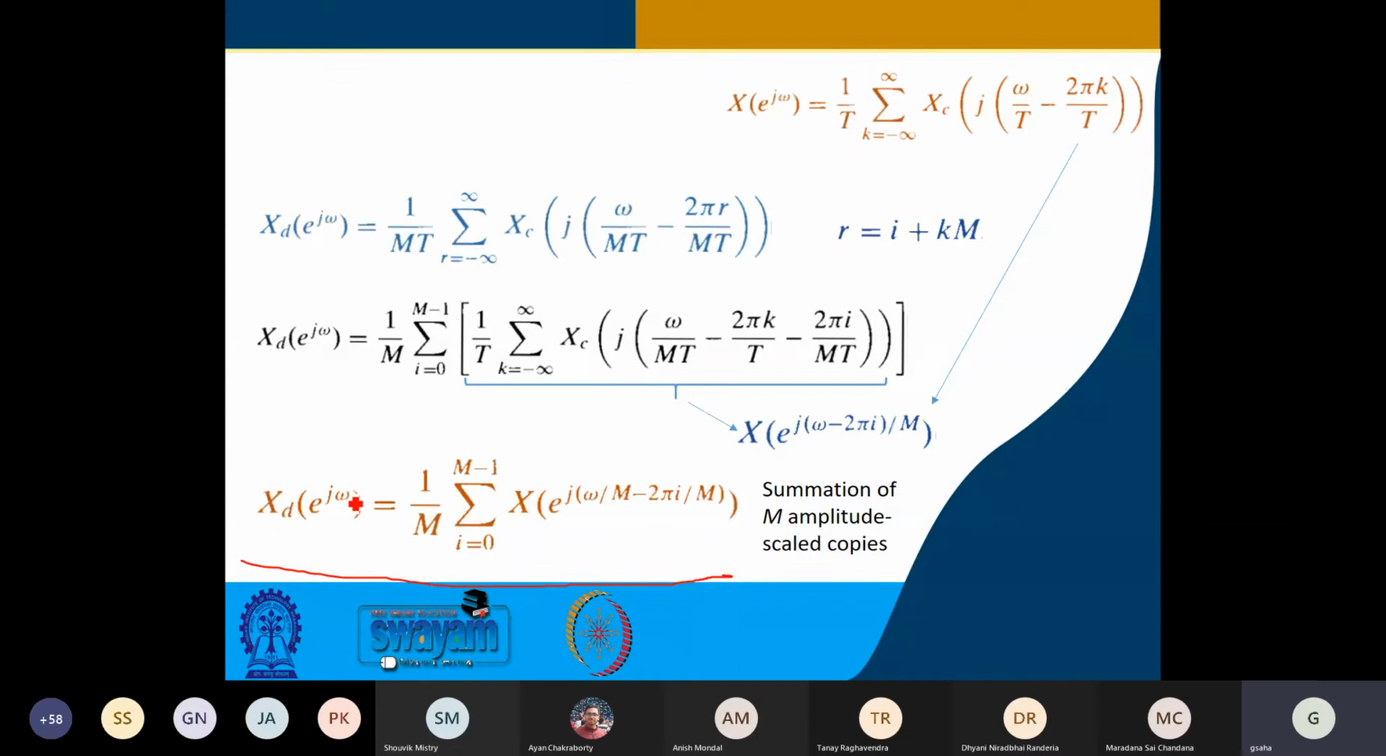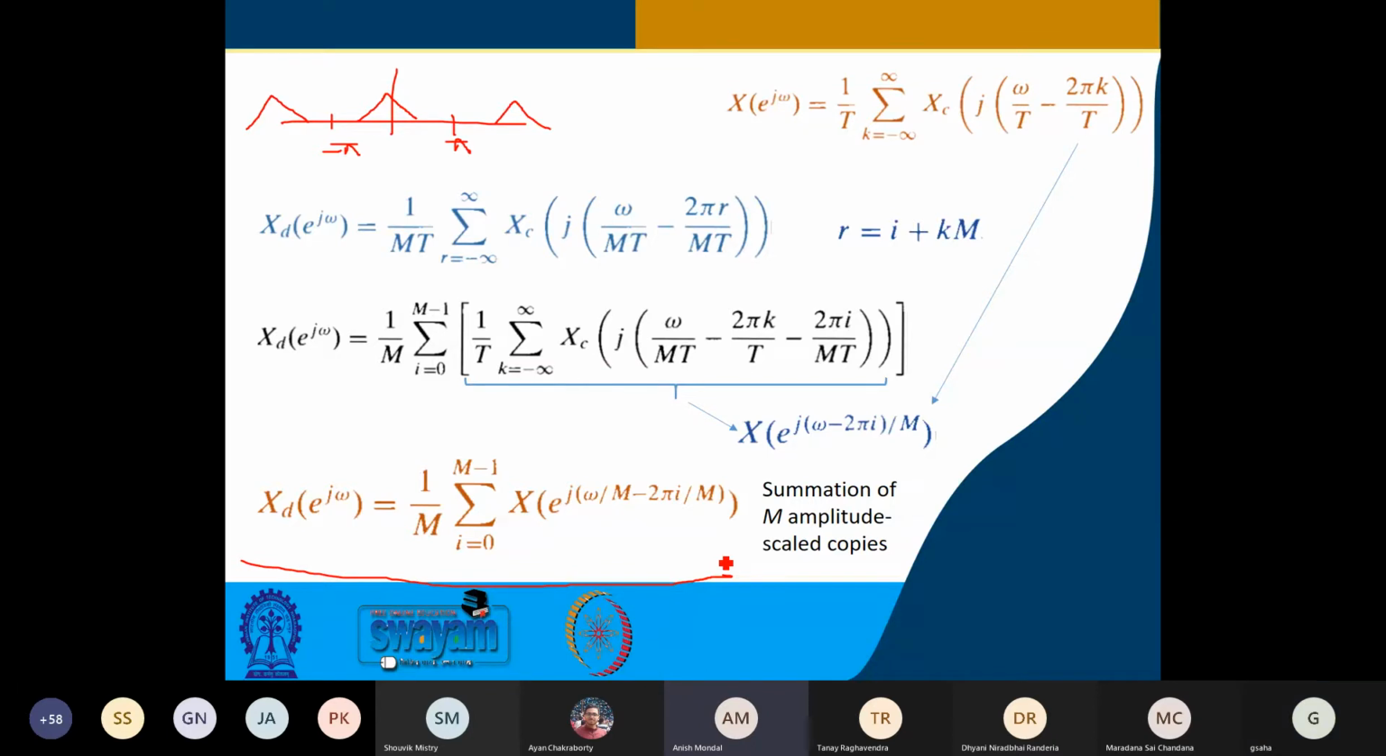So X downsampled e to the power j omega, what is it? How is it related with X e to the power j omega? If you try to visualize it, can somebody tell me? X e to the power j omega we all know. Say something like this, right? So this is your pi, this is your minus pi. So this is your X e to the power j omega. Then this X_d e to the power j omega.